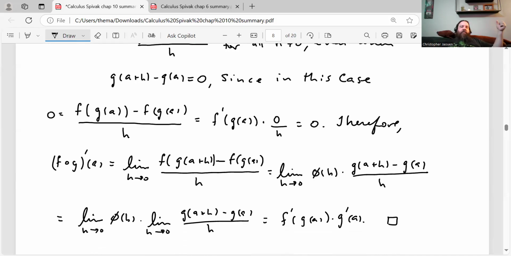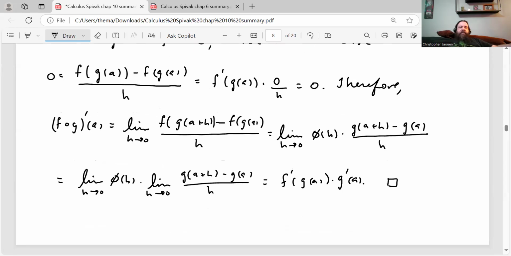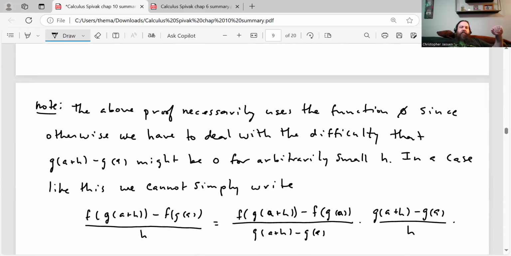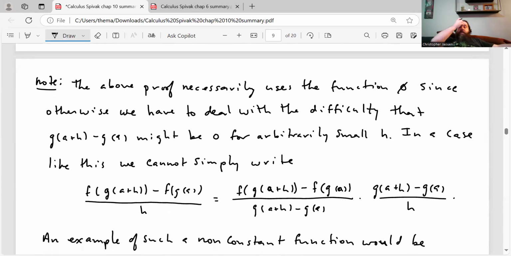f composed with g prime of a is equal to the limit of the difference quotient, which is equal to the limit as h goes to zero of phi of h times g of a plus h minus g of a over h, which is equal to, here I just distributed the limit, the limit of phi of h as h goes to zero is f prime of g of a, by the way we defined it, and the limit of g of a plus h minus g of a over h is g prime of a, and that proves the chain rule. Okay, so that's kind of an involved proof, but Spivak spends some time explaining why we have to do it that way.